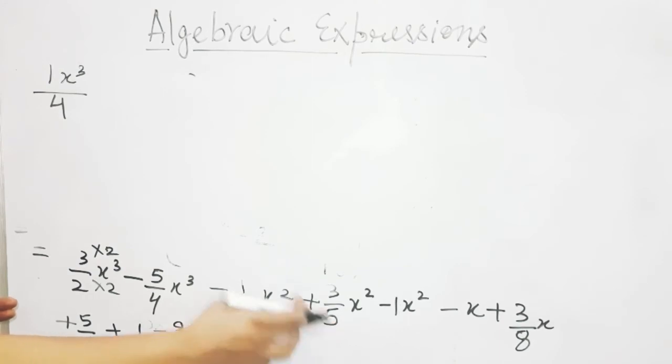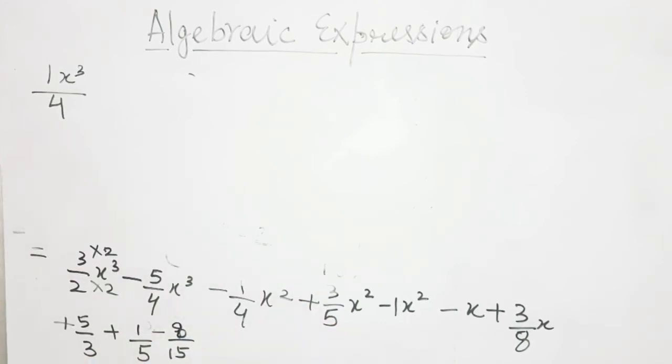What is the LCM of 4 and 5? Before telling me the LCM, which type of numbers are 4 and 5? Very good students. You can reply to me in the comment section. Yes. 4 and 5 are a pair of co-primes.